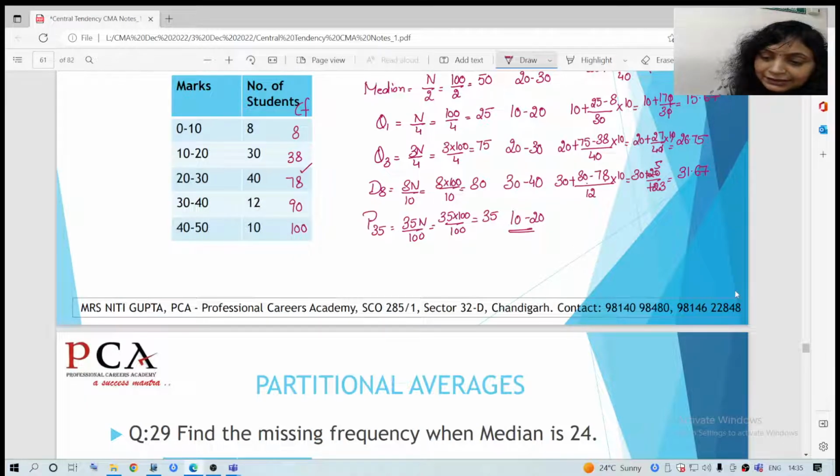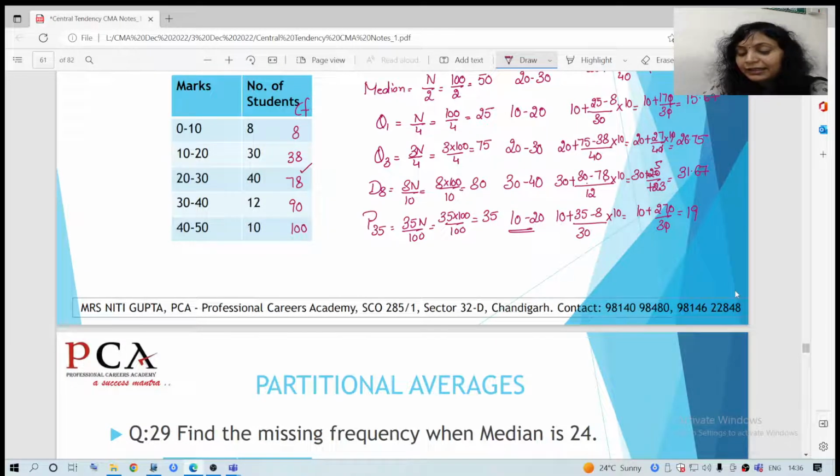P35, class interval is 10 to 20, so lower limit is 10, rank is 35, cumulative frequency of previous class means 0 to 10, that is 8, frequency of 10 to 20, that is 30 into class interval. So this will be 10 plus 270 upon 30. So your answer is 19. This is how you can find out the different partitional averages in case of continuous series.